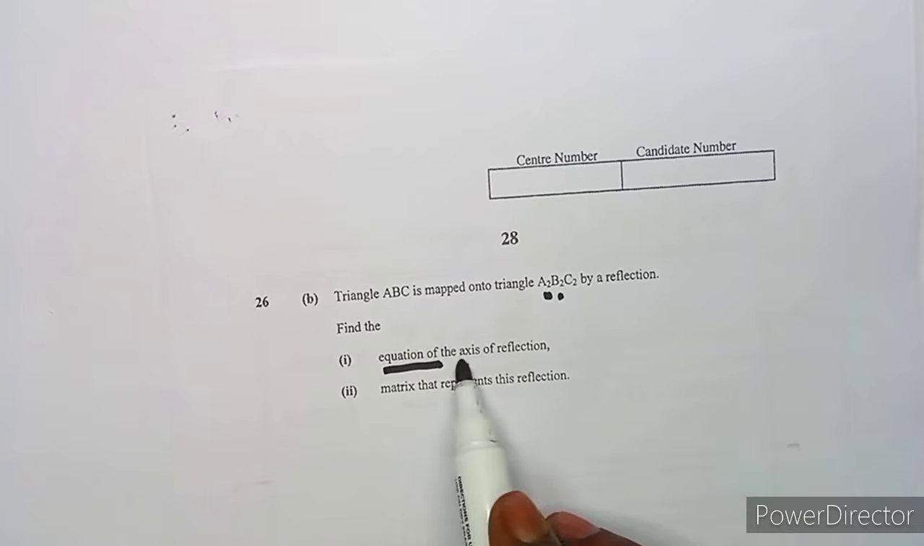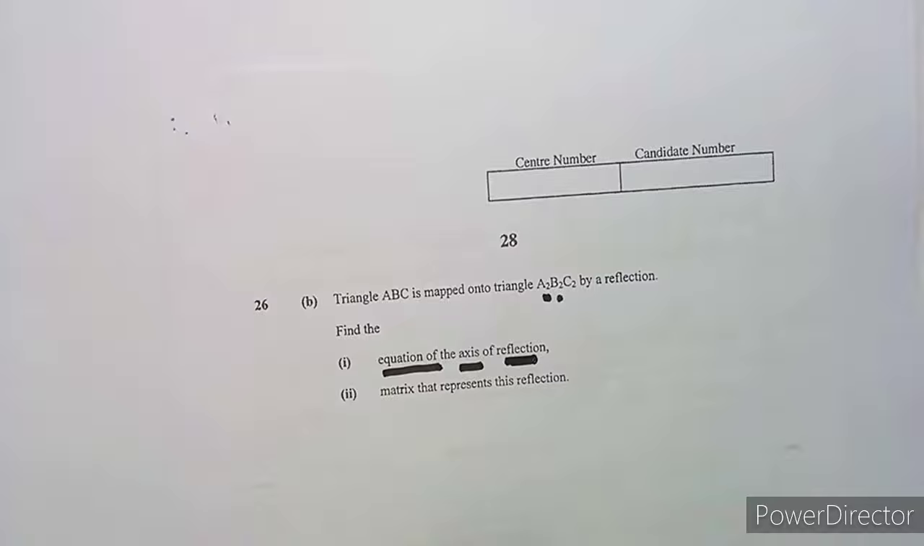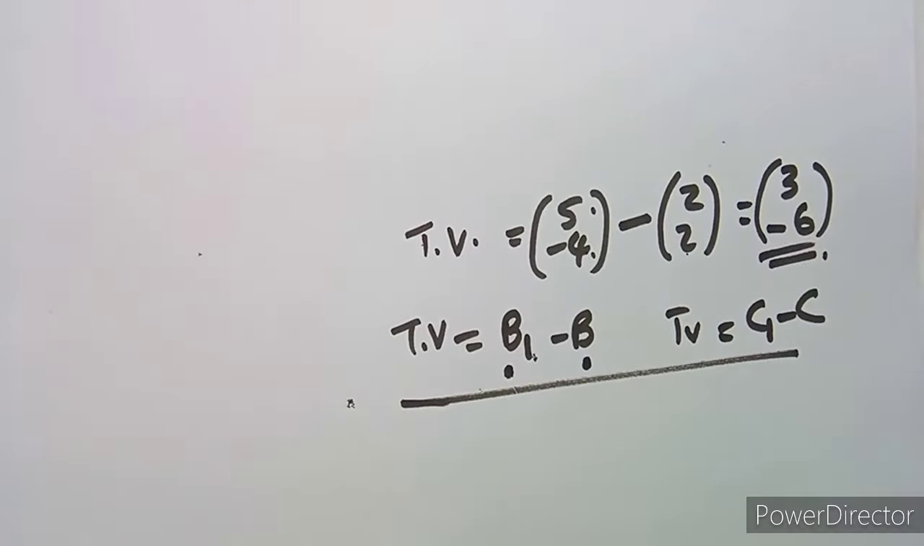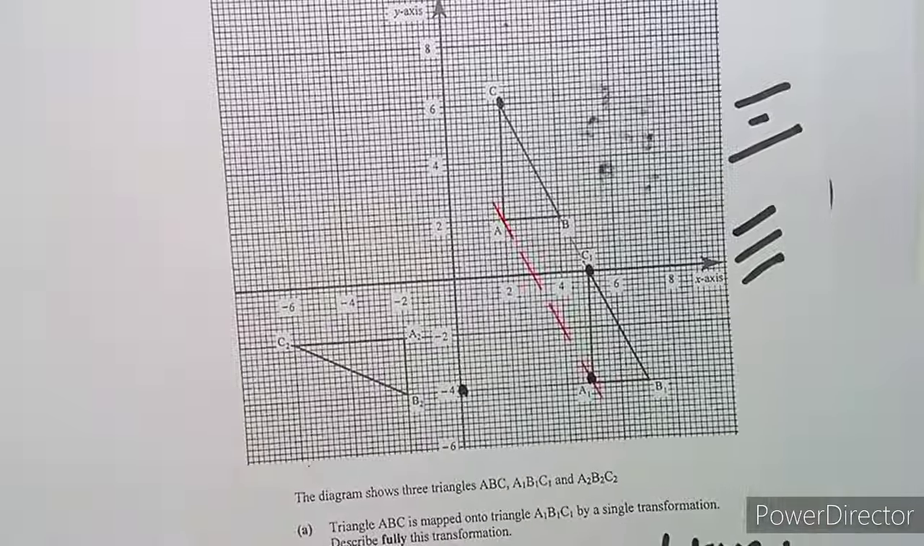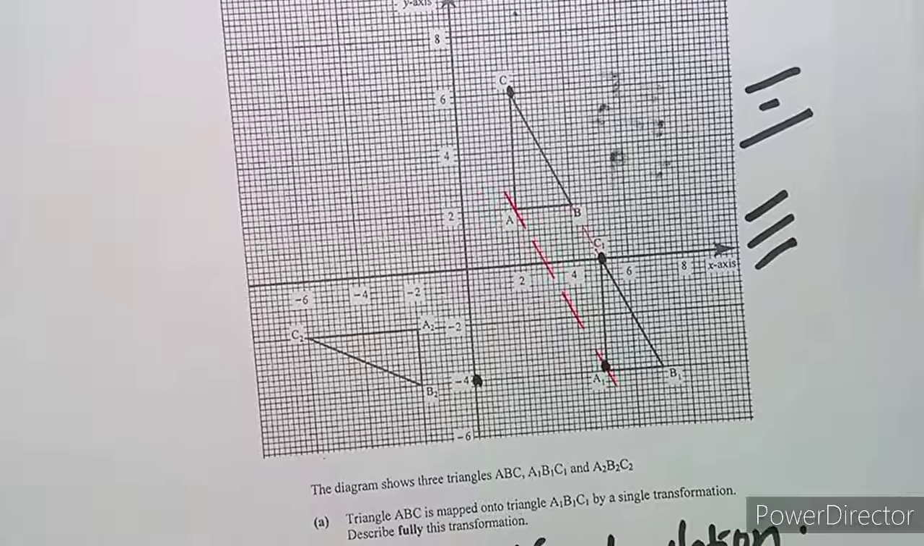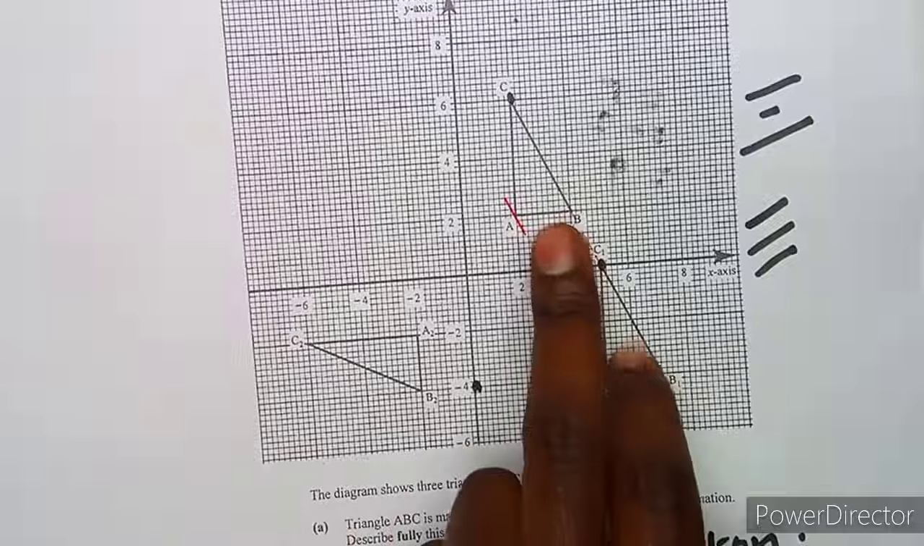Find the equation of the axis of reflection. Okay, we are told that this one from A to B is actually a reflection. This one they told us. All right, let me put it this way. They are saying ABC, this is our ABC onto this.